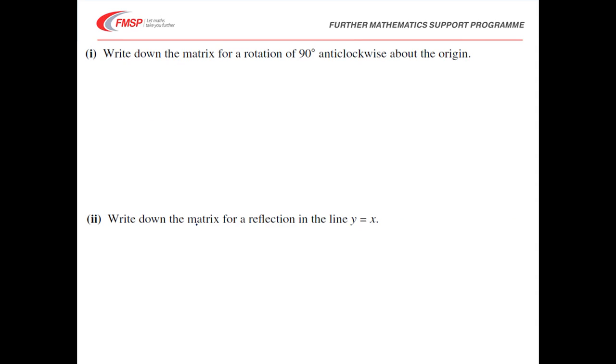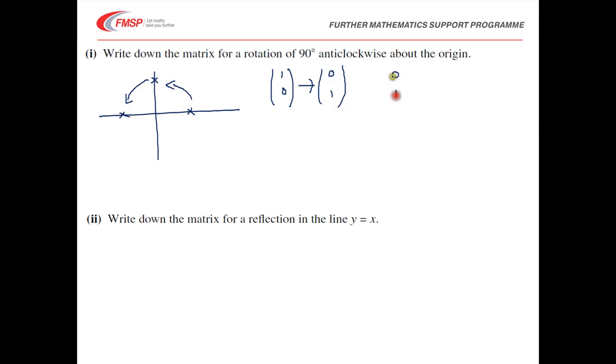So you might have memorised these, but it's very quick to work them out, and that saves you trying to memorise a whole load of very similar looking matrices. So the point 1, 0 rotates round to the point 0, 1, and the point 0, 1 rotates round to the point minus 1, 0. So we combine those 2 into the matrix 0, 1, minus 1, 0. So that goes to there, and that is the right hand column.